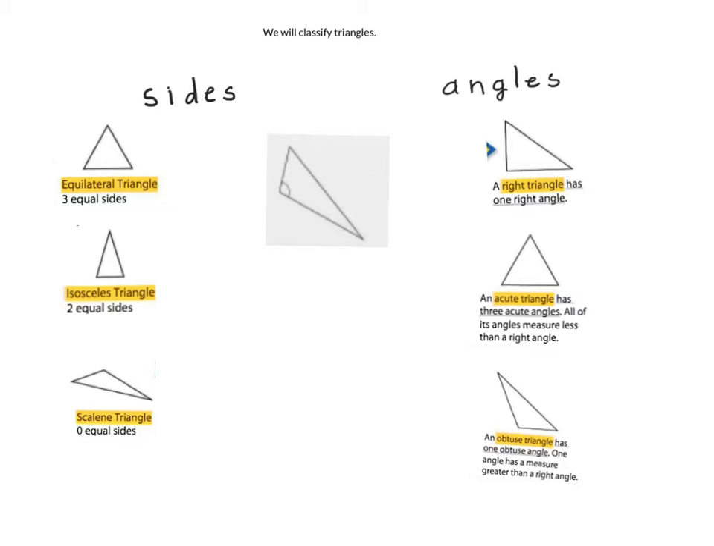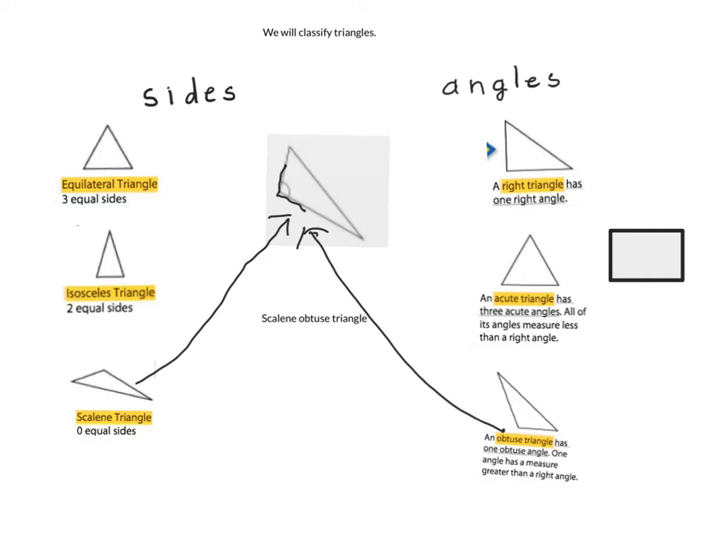So now let's practice classifying some triangles. If you take a look at this first one, no sides are equal length. So this would be a scalene triangle. And if we take a look at the angles, one angle, this one, is greater than 90 degrees, or greater than a right angle. So it's an obtuse triangle. So this triangle is a scalene obtuse triangle.